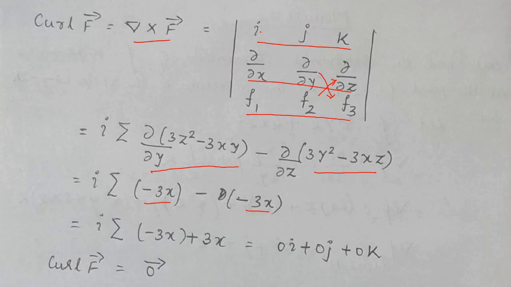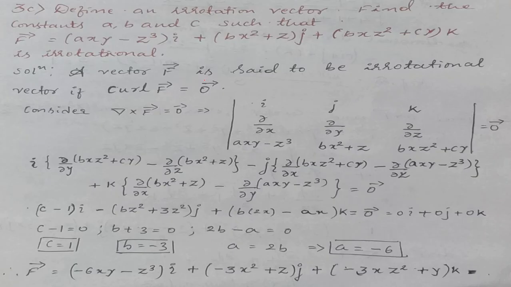By applying summation here, there is no need of expanding with j and k. If I expand along only i, I will get the required curl f. So here curl f is a 0 vector. Curl f is a 0 vector. So, moving on to the next problem.